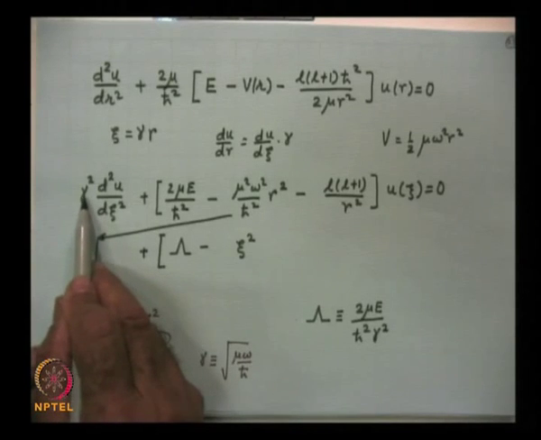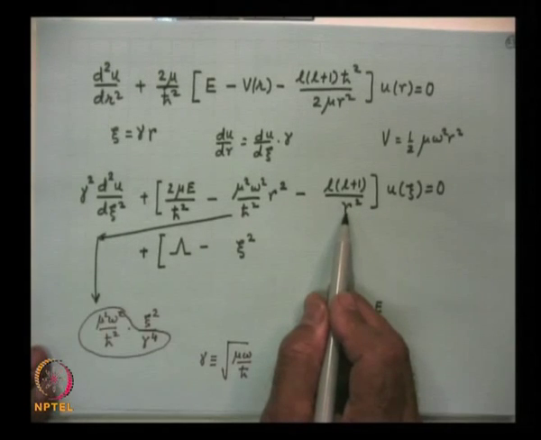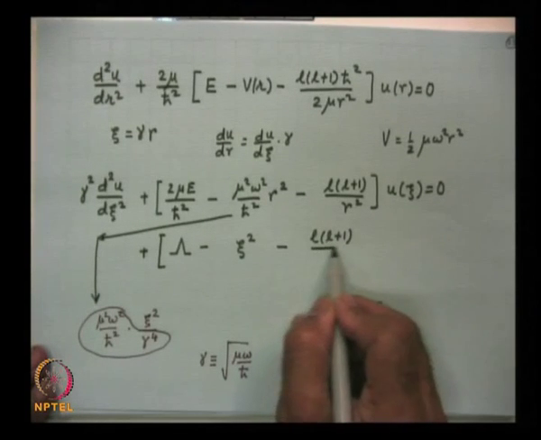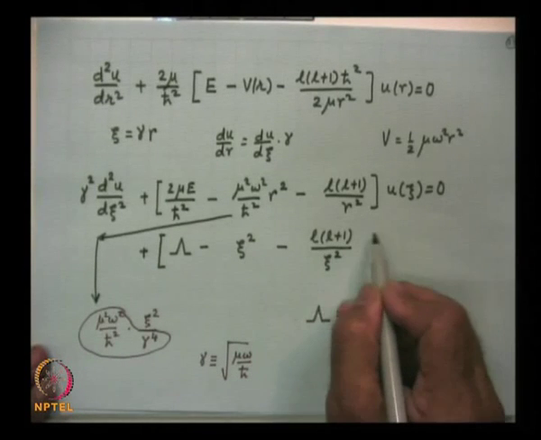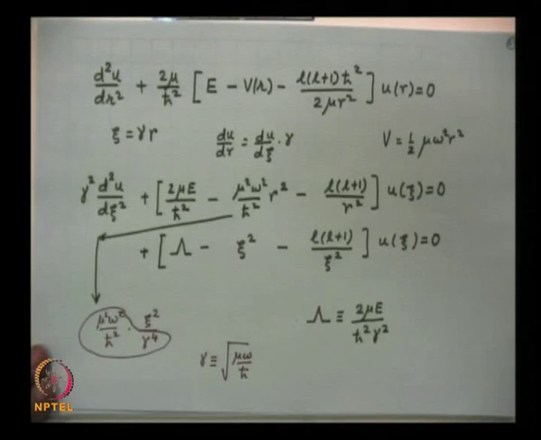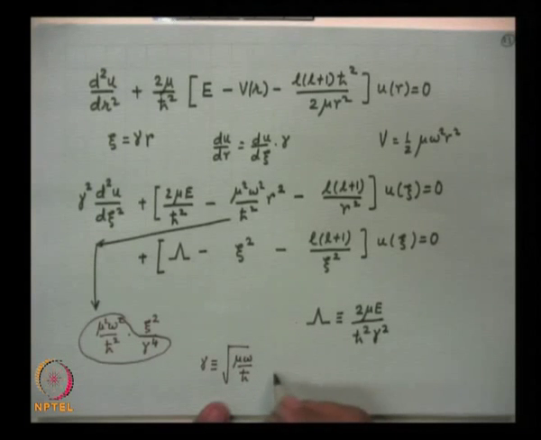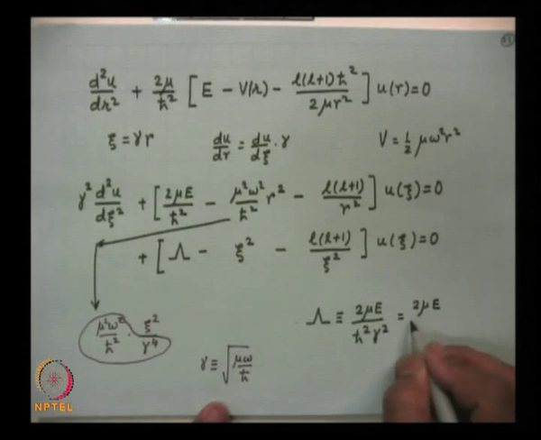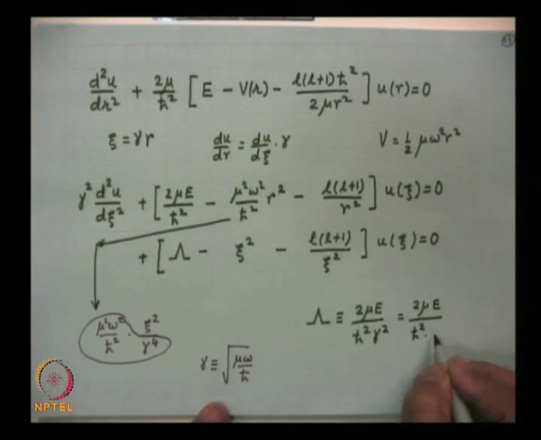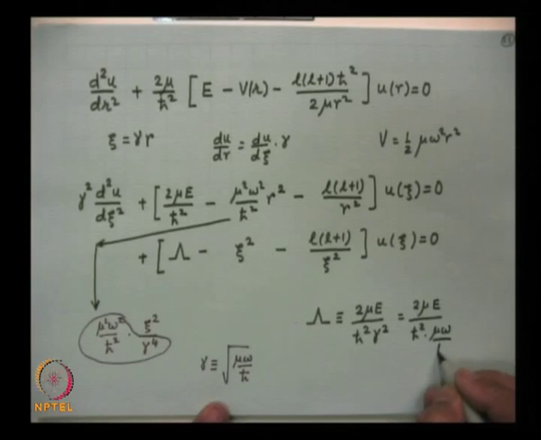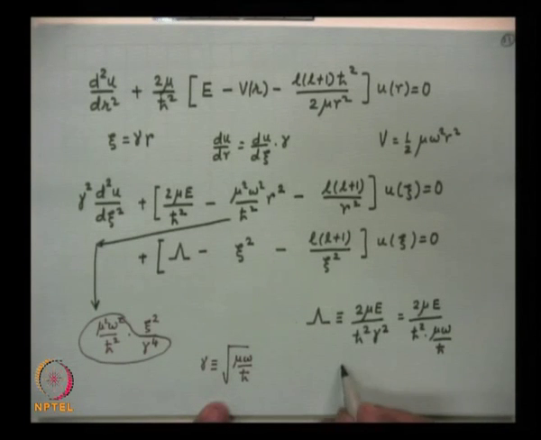And the last term, L into L plus 1 gamma square r square. So, that is xi square. So, minus L into L plus 1 by xi square, u of xi is equal to 0. So, from here gamma square is mu omega by h cross. So, this becomes 2 mu E by h cross square, mu omega by h cross. So, mu cancels out. So, you get 2 E by h cross omega.